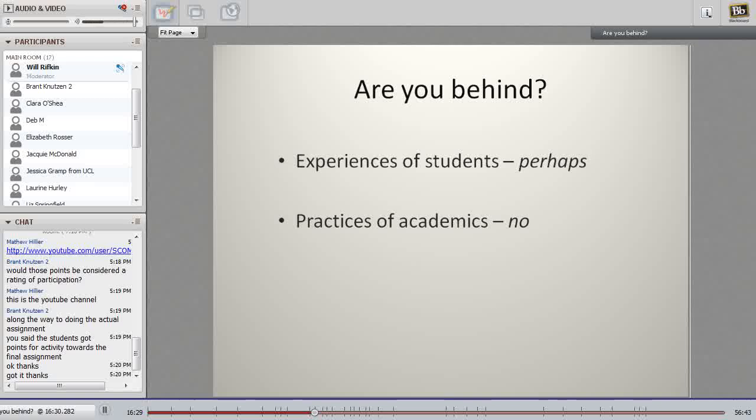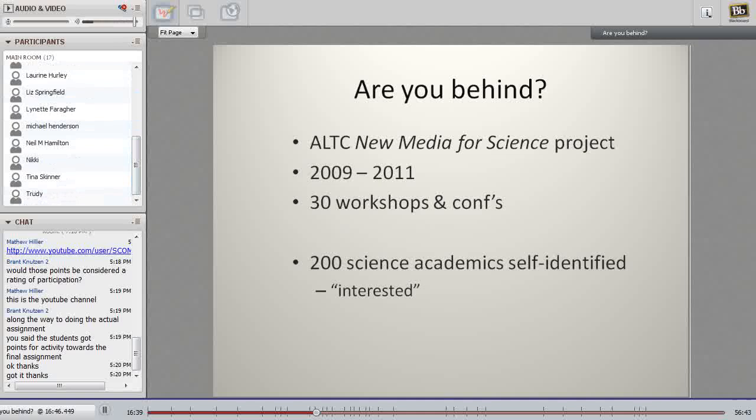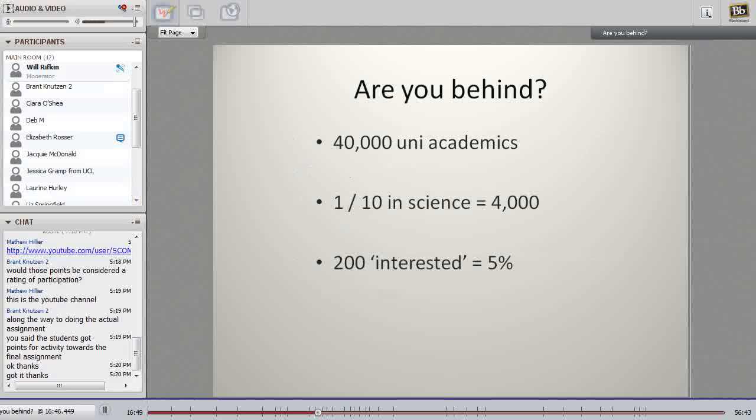And here's my rationale behind that: in our new Media for Science project, over 2 years, we had roughly 30 workshops and conference sessions. And through those sessions, about 200 science academics self-identified as saying, we are interested in these kinds of assignments. So if you consider that there are 40,000 university academics in Australia, and one-tenth of them, roughly, would be seen as in science. If you have 10 faculty at a university, one would be a science faculty. Of those 4,000 science academics, 200 said they were interested. That's about 5%.